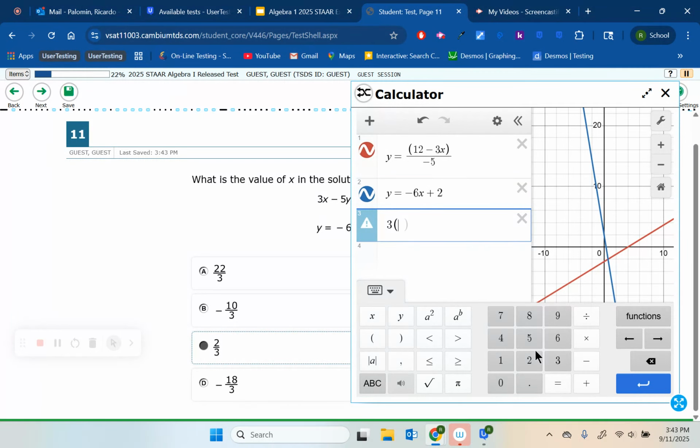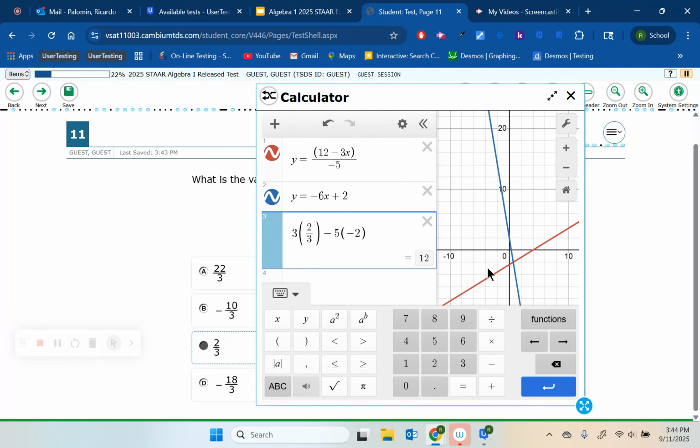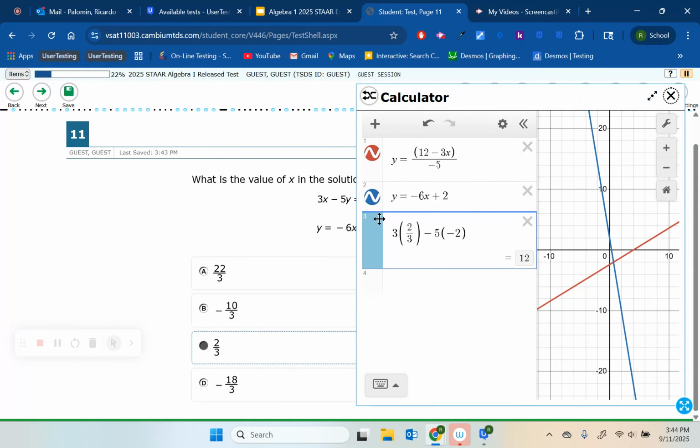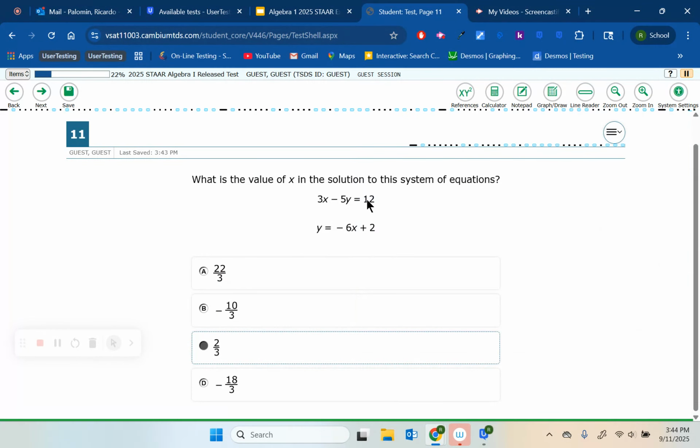So I'm going to go 3, parentheses, 2 divided by 3, 2/3. Oops, let's go back. Click here, put the parentheses. I am substituting for my x here. Minus 5 parentheses, and that y value was a negative 2, if you remember. And I'm going to close that parentheses. My answer is 12. Let's see if I can get to that answer. Yeah, you see 12.